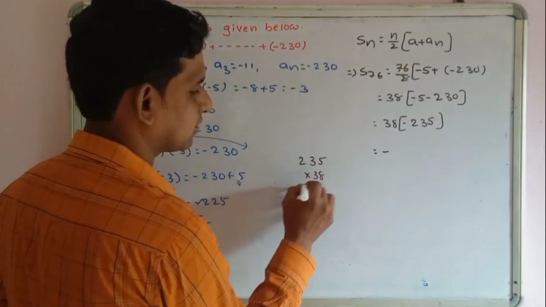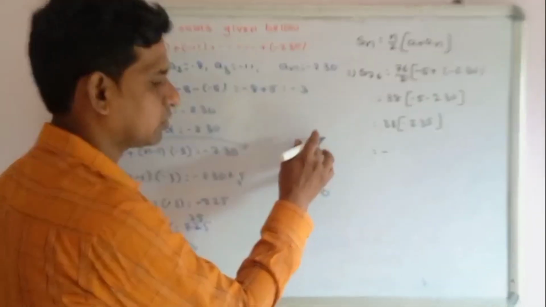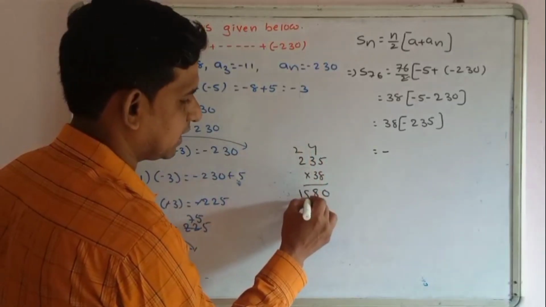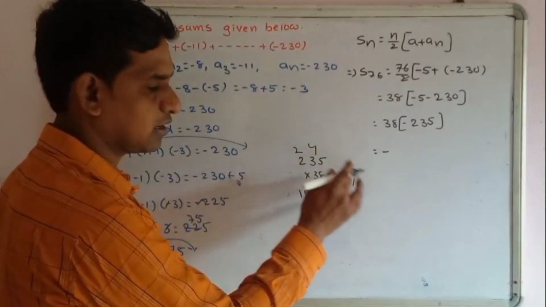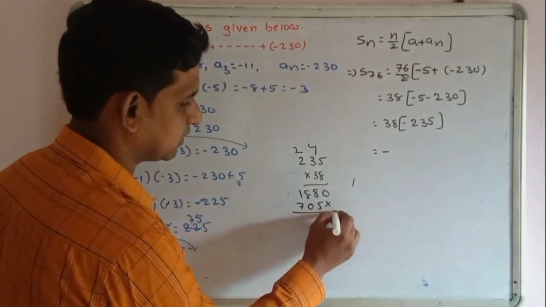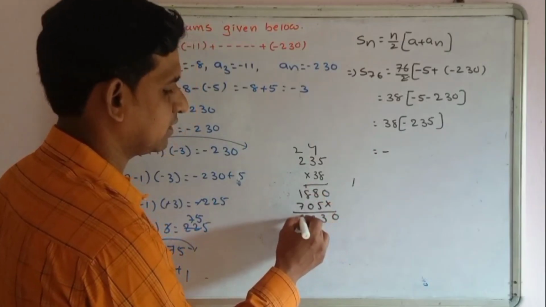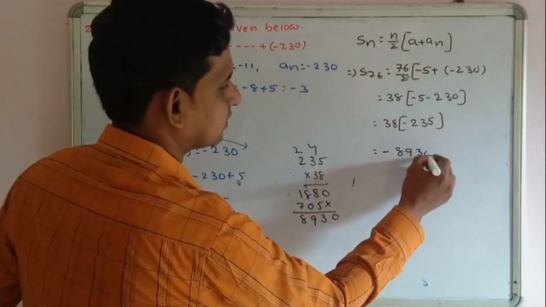235 into 38. 8 5s are 40. 8 3s are 24, 24 plus 4 is 28. 8 2s are 16, 16 plus 2 is 18. 3 5s are 15, 1 balance. 3 3s are 9, 9 plus 1 is 10. 1 balance. 3 2s are 6, 6 plus 1 is 7. 0. 13, 8 plus 5 is 13. 1, 1 plus 8 is 9. 8. So 8930.